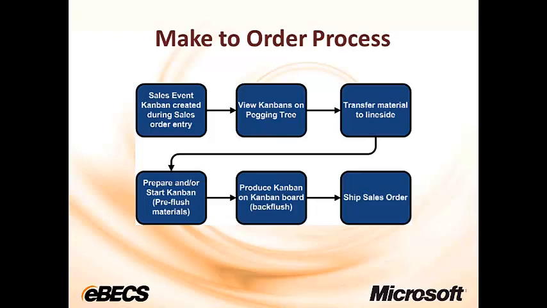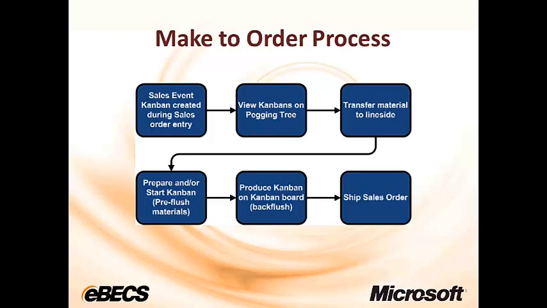The next thing, the production worker, if they pick the material, could change it to prepared, so that means that the materials have been picked. They can start the Kanban to say they started work on it if they want to, and that could pre-flush the materials. All of those are optional steps. Honestly, if they really wanted to streamline the process, they could just say that it's complete. They wouldn't even have to prepare or start.